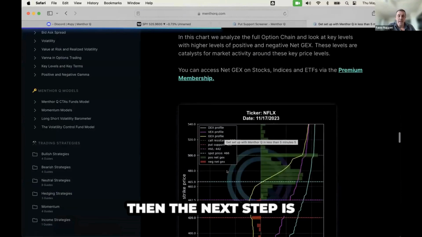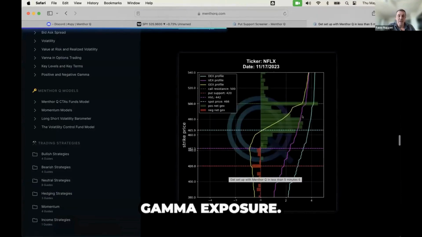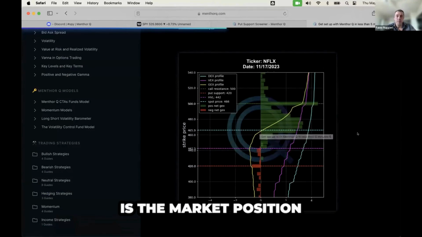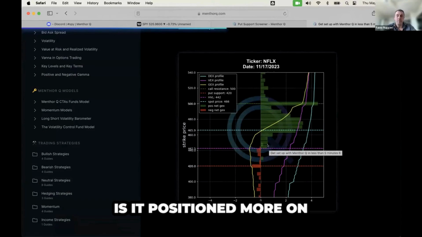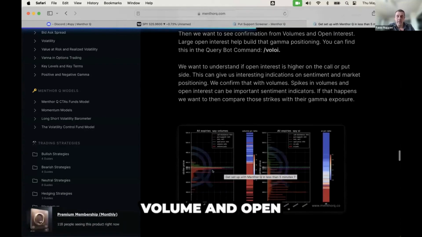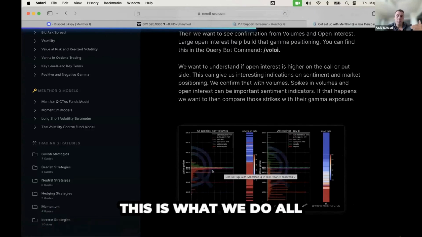Then the next step is understanding our net gamma exposure and what are the levels that are going to be a reaction zone. Is the market positioned more on the call side, or is it positioned more on the put side? Very important. Then we can monitor volume and open interest. We want to know where the big open interest nodes are. This is what we do all day.